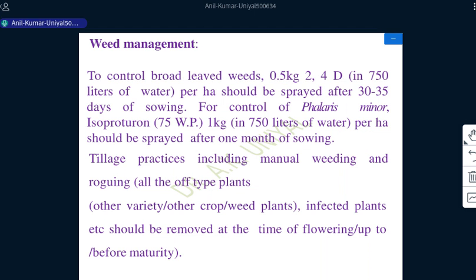Then tillage practices include manual weeding and roguing. Roguing means removal of all the off-type plants, which could be other varieties, other crop plants, weed plants, infected plants, or even sometimes healthy plants, if they are not suitable for spacing. For maintaining the space, we also have to remove healthy plants in this procedure of roguing.